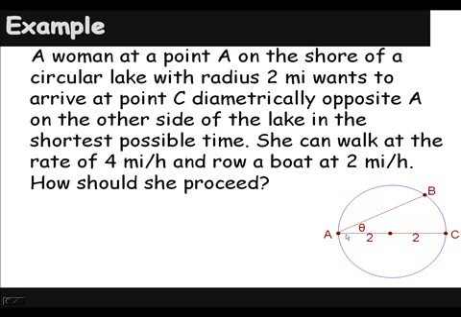Should she just row all the way to C and then walk to B? Should she just start at A and walk all the way to B? Should she form some angle between A and B and C here, and then just take the boat into this area and then walk up? We have to figure that out.